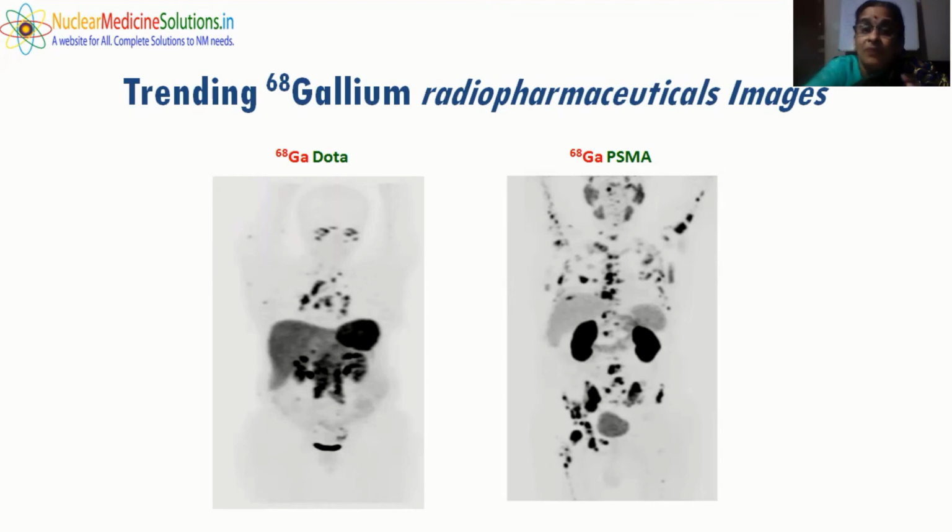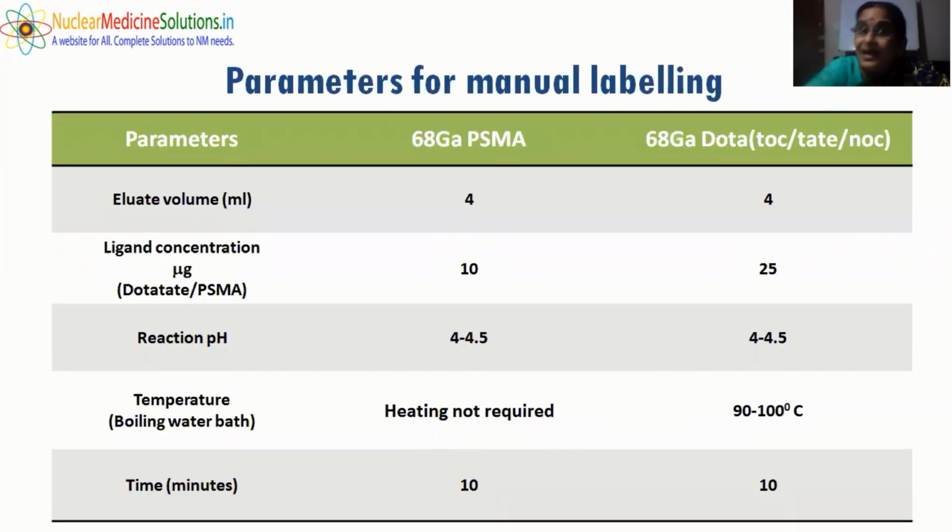And for this, what are the parameters generally which have been designed? Of course, these are being the latest radiopharmaceuticals in the trend, and they have been optimized more and more over the period of time. As of now, these are the parameters which have been standardized, like the volume of the gallium yield that has been obtained, which can be as much as 4 ml for both of them.